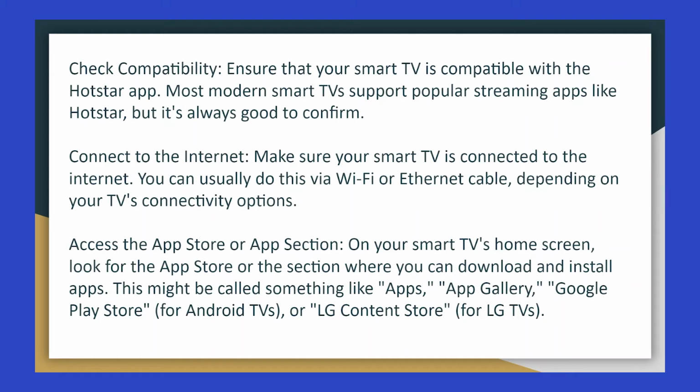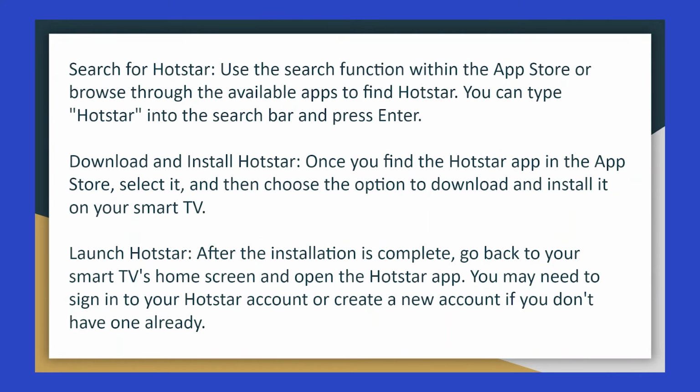On your Smart TV's home screen, look for the App Store or the section where you can download and install apps. This might be called something like Apps, App Gallery, Google Play Store, or LG Content Store. Use the search function within the App Store or browse through the available apps to find Hotstar. You can type Hotstar into the search bar and press enter.